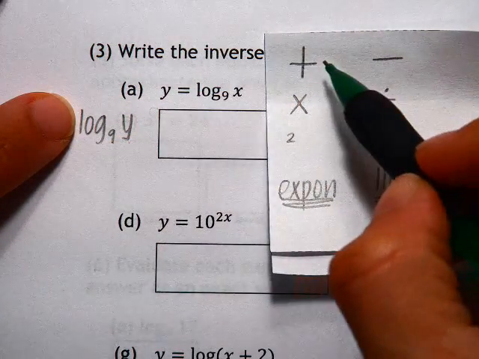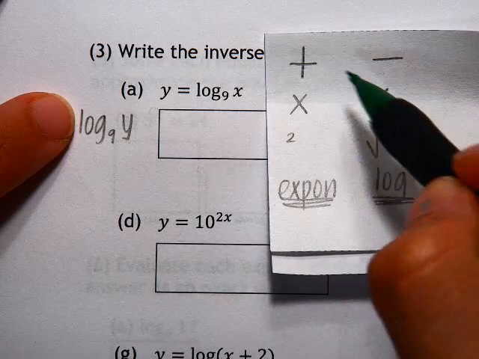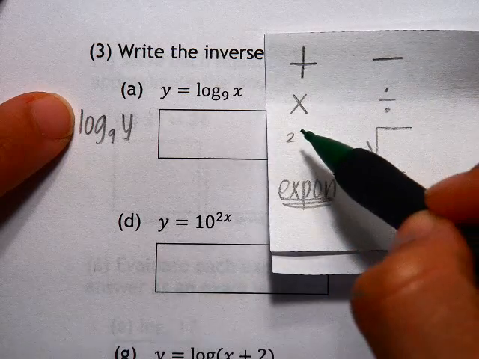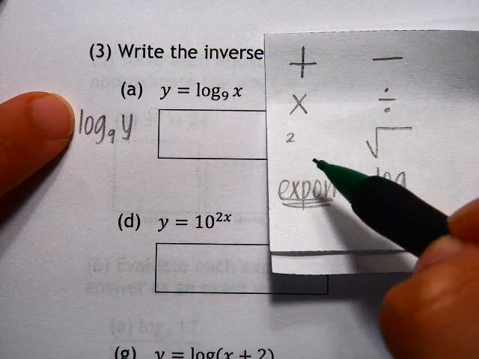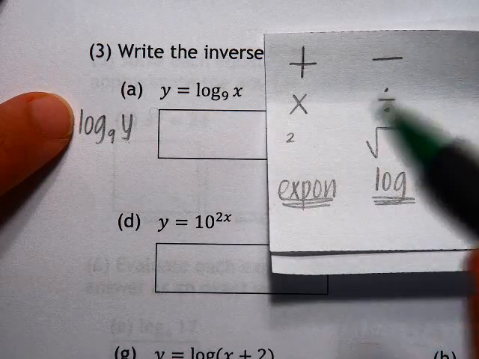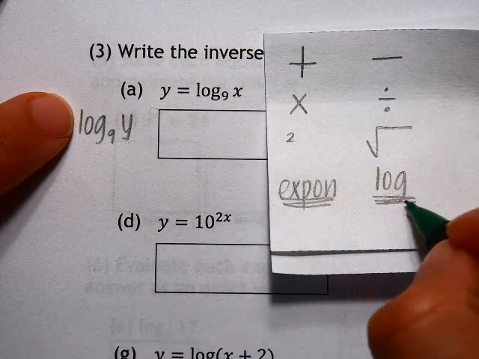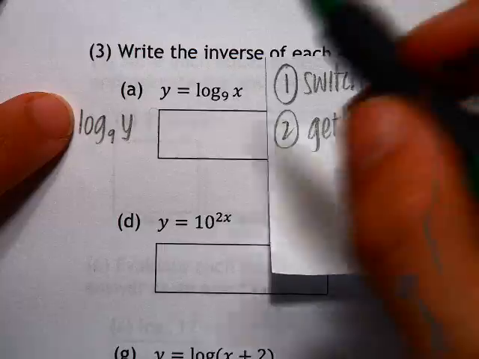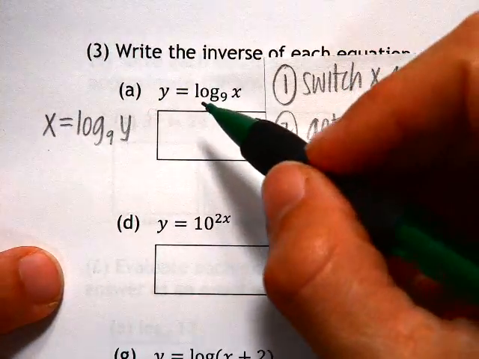Remember, subtracting cancels adding. Dividing cancels multiplying. Square rooting cancels squares. Logs cancel exponentials. And it all works vice versa. Exponentials cancel logs. So I'm going to write this in exponential form.